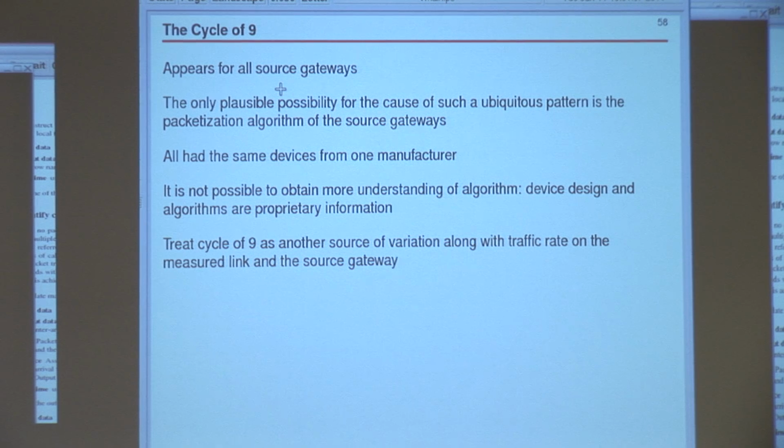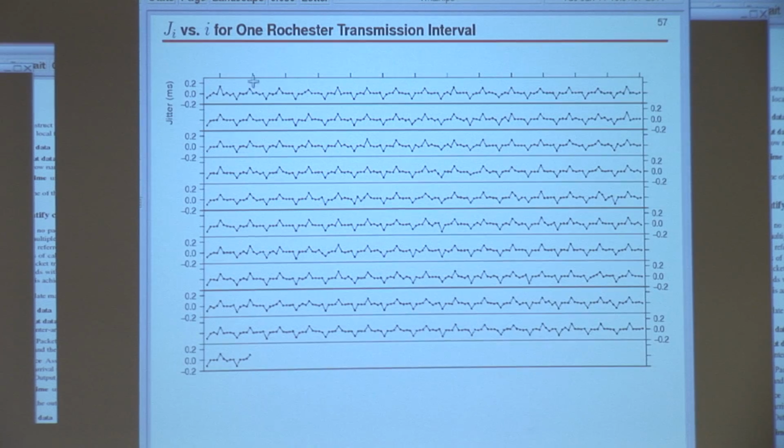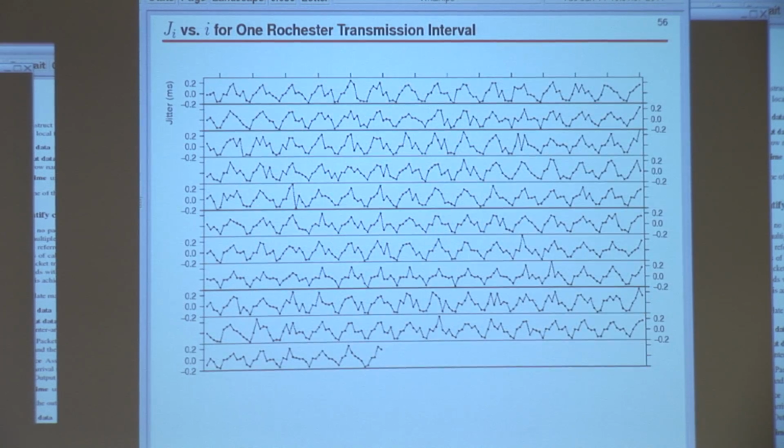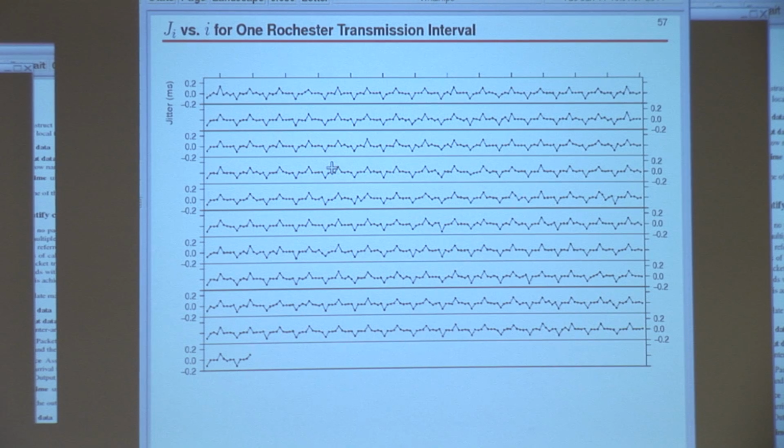There was one supplier for all the gateway equipment. I guess I won't mention the supplier. Exact same equipment. And so we asked them, actually the Global Crossing people asked them why this is going on, and they said it's none of your business, because that's proprietary information. So they're not going to tell us what the algorithm is for the packetization. If you take a look at the magnitude here, it's on the order of about 0.4 milliseconds. You might say, does that matter?